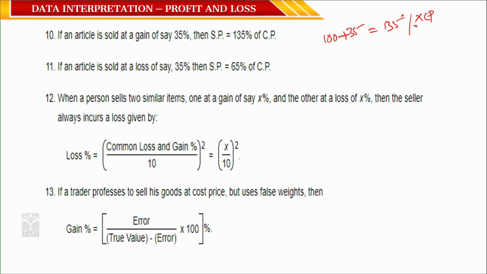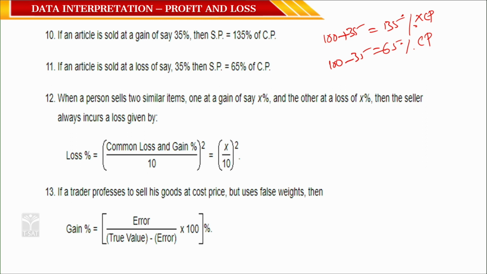Already I said for gain you have to add the value, for loss you have to subtract. So, here for gain you added 35 and said 100 plus 35. Here it is given as loss percentage, so you have to say 100 minus 35, which is equal to 65. So, 65% of CP. Clear? So, like this you can calculate the cost price or selling price when you know the gain percentage and loss percentage.